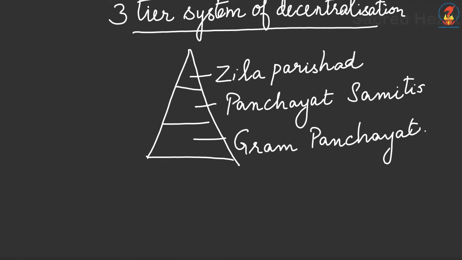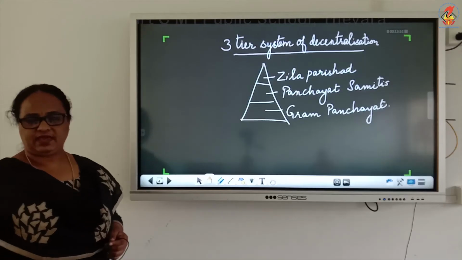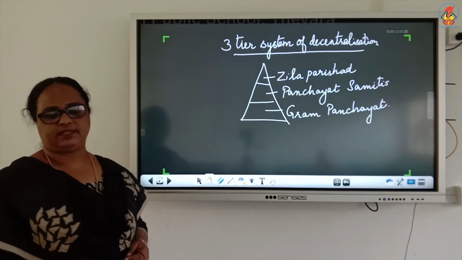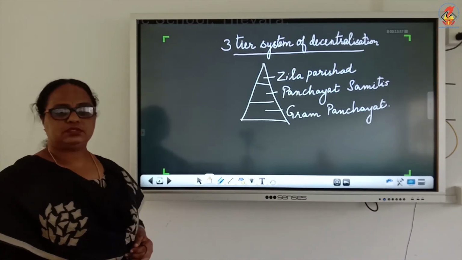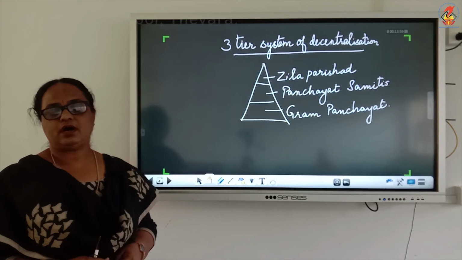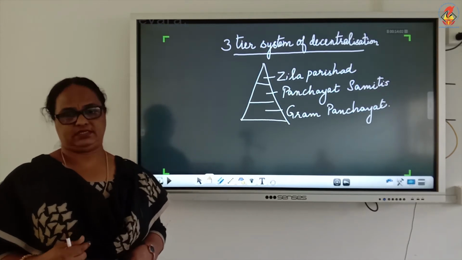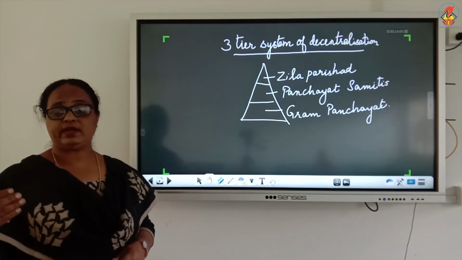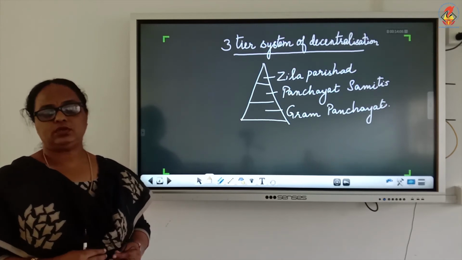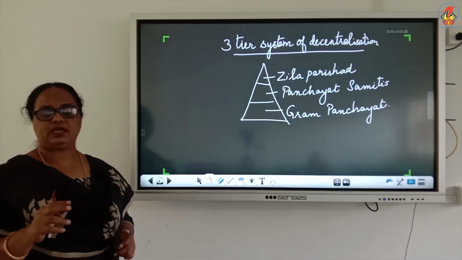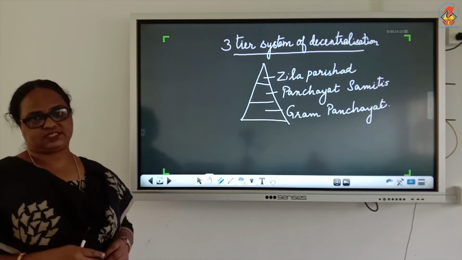This is a three-tier system of decentralization at the district level. I repeat, Zilla Parishad at the apex, then the Panchayat Samitis, then the Gram Panchayat. Now, the next is the working of urban local government. The local government bodies in the urban areas are of two types.